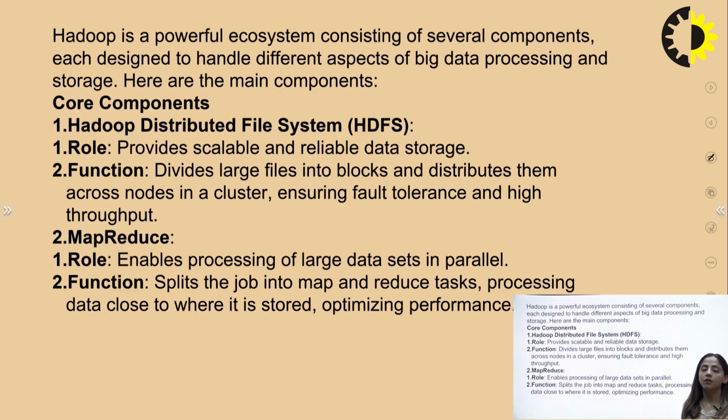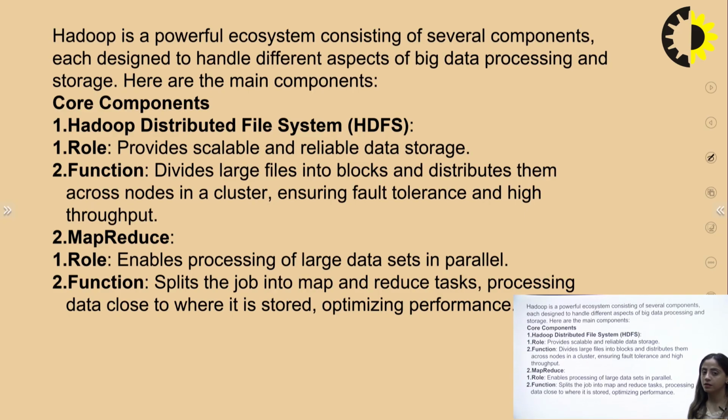Now Hadoop is a powerful ecosystem consisting of several components, each designed to handle different aspects of big data processing and storage. Here are the main components. Core components of Hadoop are: first one is Hadoop Distributed File System or HDFS. Now, what is the role of HDFS? It provides scalable and reliable data storage. And what is the function of HDFS? It divides large files into blocks and distributes them across nodes in a cluster, ensuring fault tolerance and high throughput.